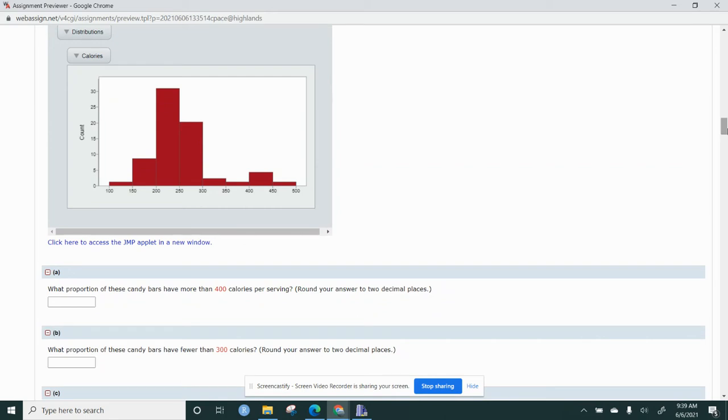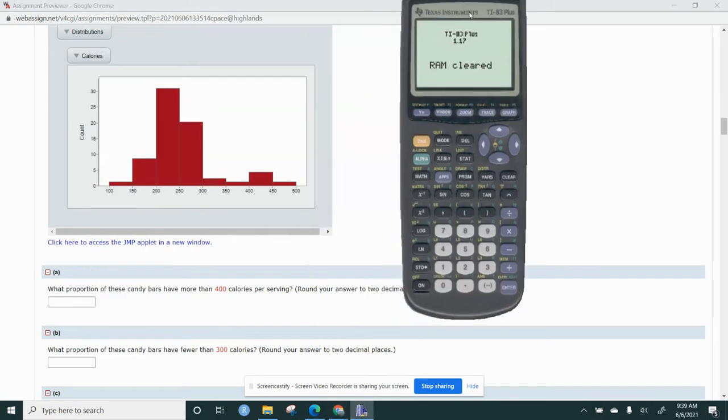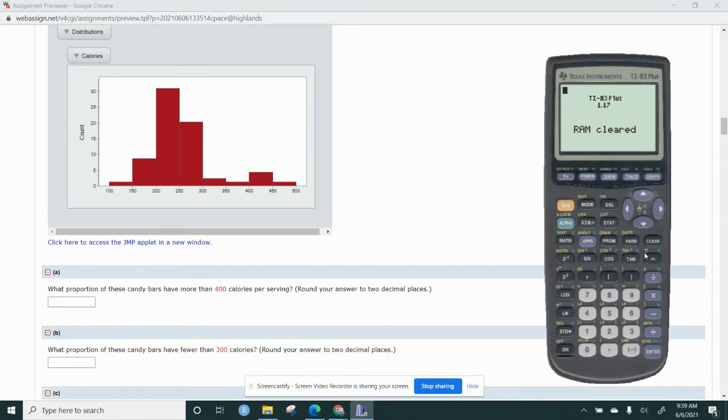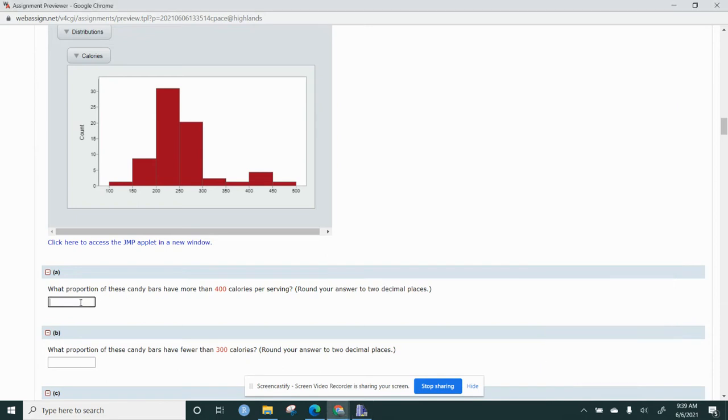Remember, proportion means that I need to take the part I'm looking at over the whole sample, which was 65. So if I hover over here, I find 4 and then 1. I'm going to show you my calculator. Let's do clear. I'm going to do 5 divided by 65. If I do that, I get 0.076, but it wants me to round, so I'm going to do 0.08.